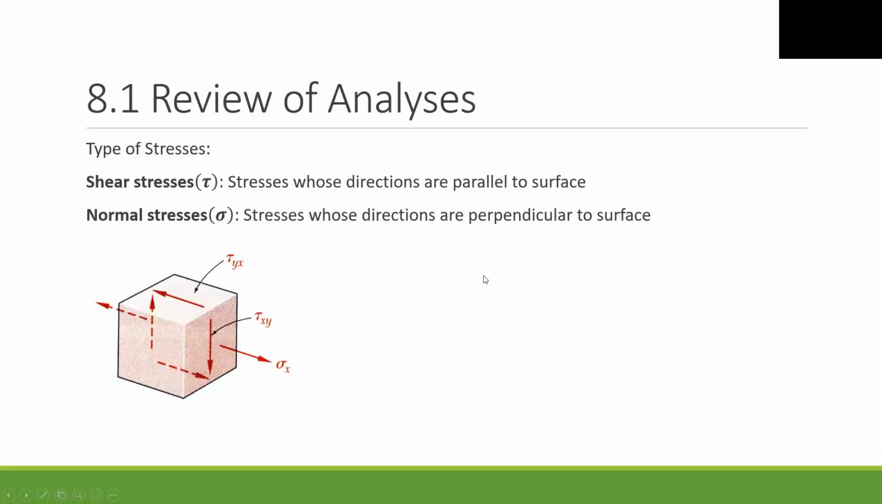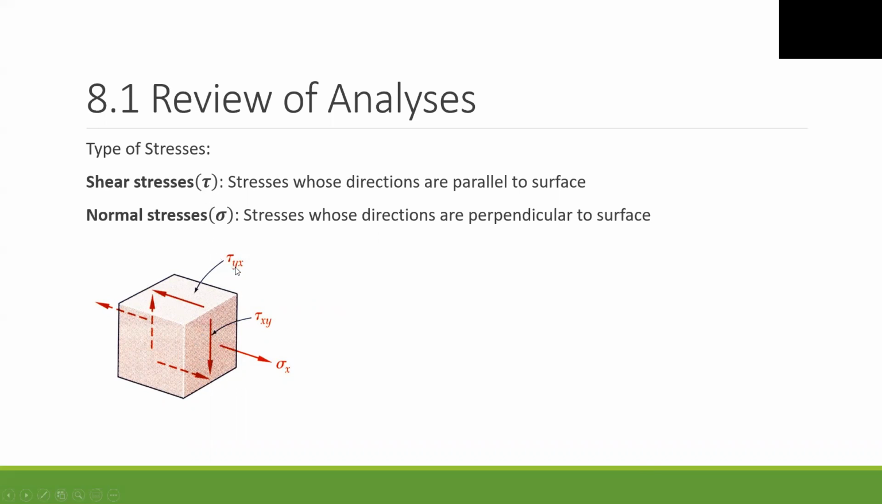Okay, you maybe remember from strength of materials one, we divide stresses into two types occurring on the infinitely small element of our body. We call the first one the shear stress. Shear stress is the stress that occurs parallel to the surface. If your stress is parallel to your surface, like this one, we call it the shear stress.